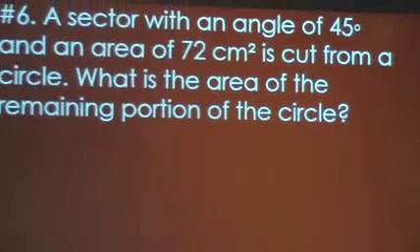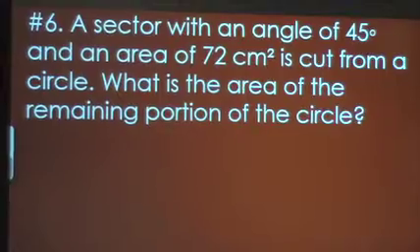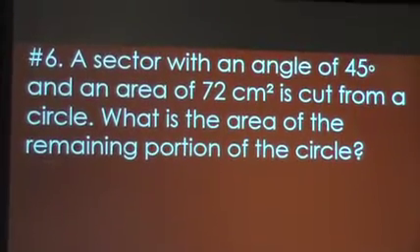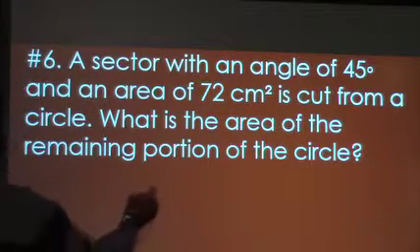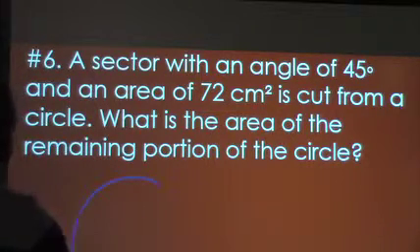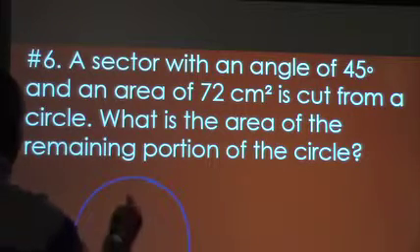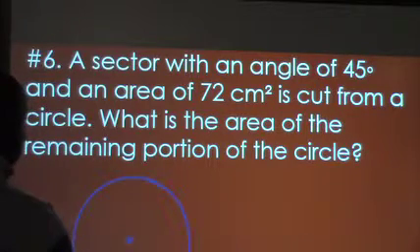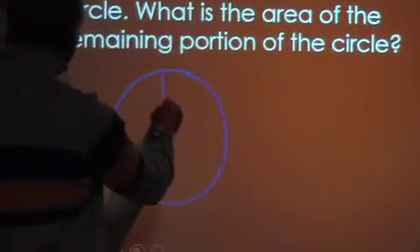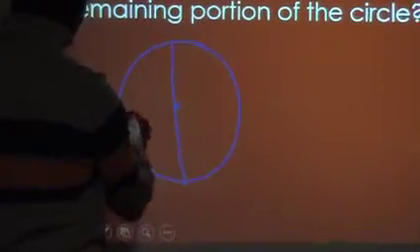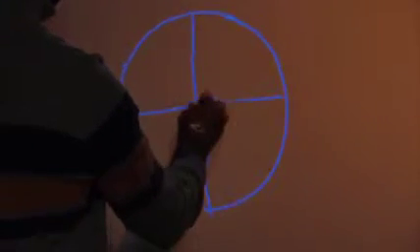A sector with an angle of 45 degrees and area of 72 centimeters squared is cut from a circle. What is the area of the remaining portion of the circle? So let's do it. Let's draw the circle. Let's mark our center. Okay, 45 degrees. Let's draw it into 90s. So 45.